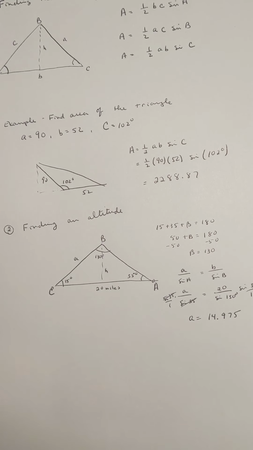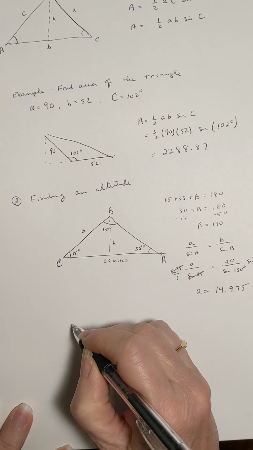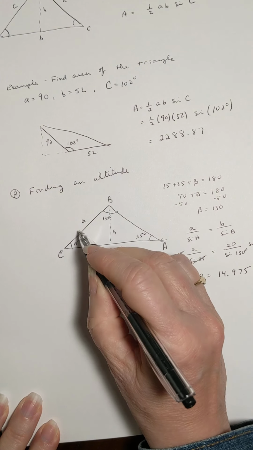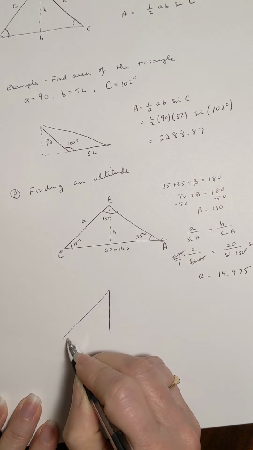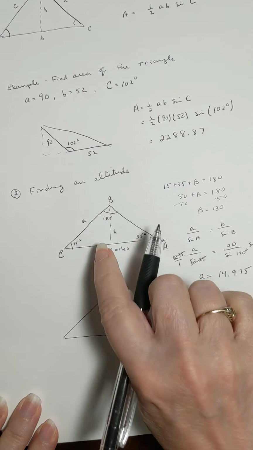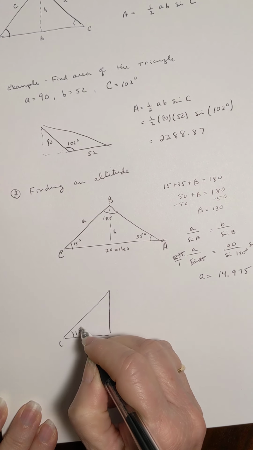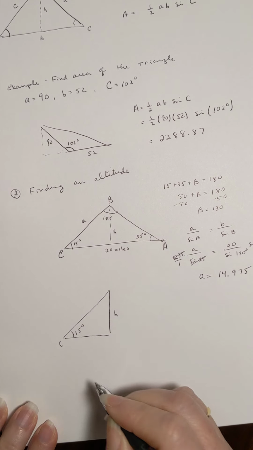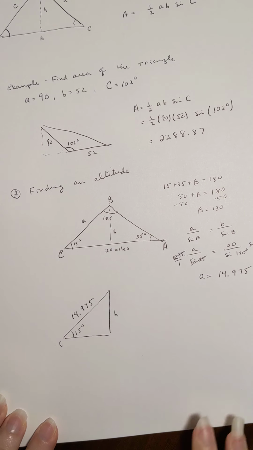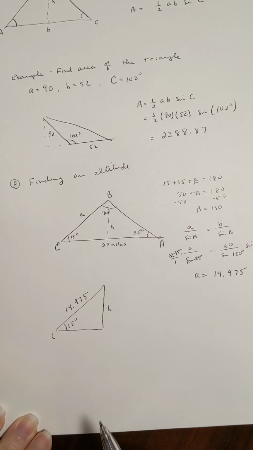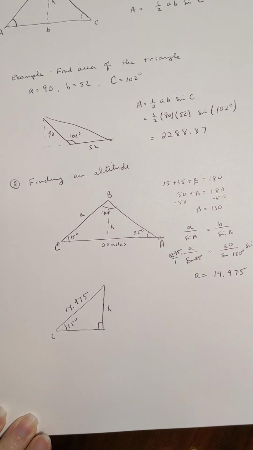But that's not what I'm looking for. I want to know the altitude of the plane. I'm looking for this height h. So now that I know what A is, I'm going to take this triangle and drop that perpendicular, and I'm only taking this half right here. So here's C, and this is 15 degrees. Here's H, and now I know that this is equal to 14.975. And now I do have a right triangle because this is the perpendicular height from the base here.